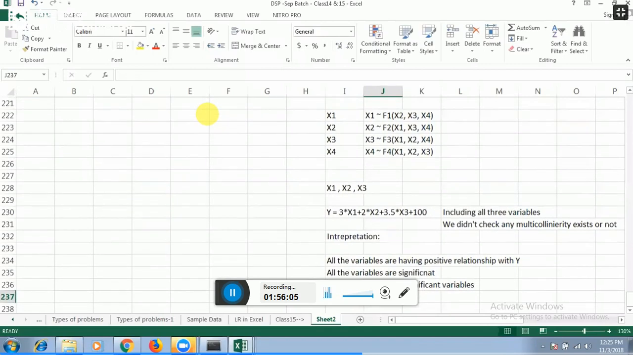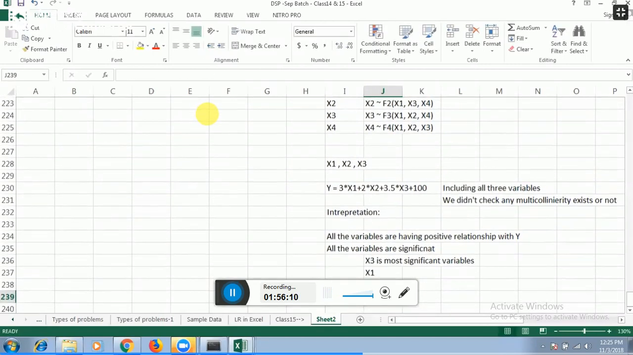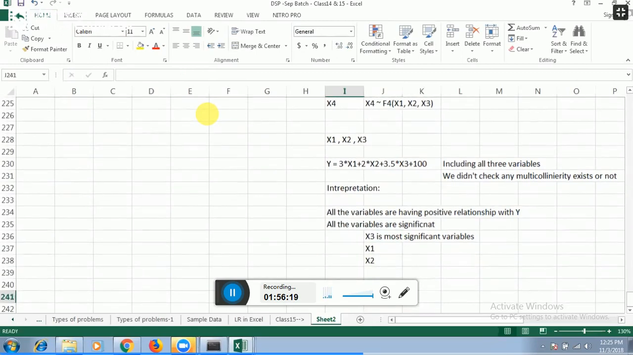What is the second most? X1 and X2. Correct? Yes or no? So this is the order of things which you got. Okay, now assuming that multicollinearity exists. We did not check it earlier, but there is multicollinearity.